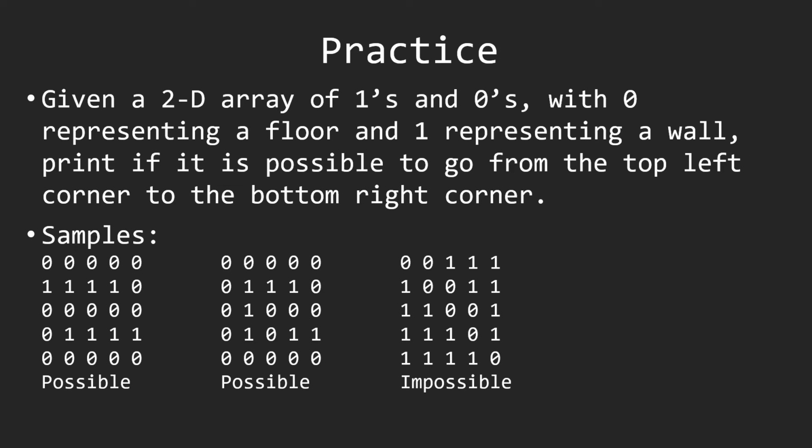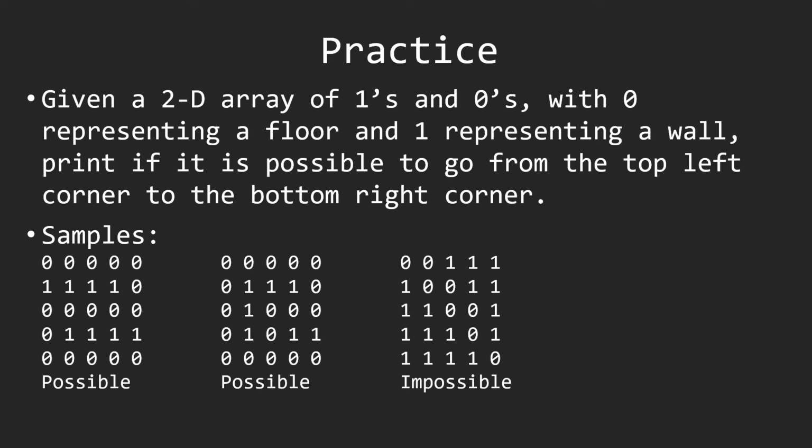And my final example for BFS or DFS on grids is: given a 2D array of ones and zeros with 0 representing a floor and 1 representing a wall, print if it is possible to go from the top left corner to the bottom right corner. And basically these walls are going to block you. So in the first example we can see here, can we get from the left to the bottom right? Well, yes, we can. We can just follow that S pattern, kind of a snake pattern, going from the left to the right.